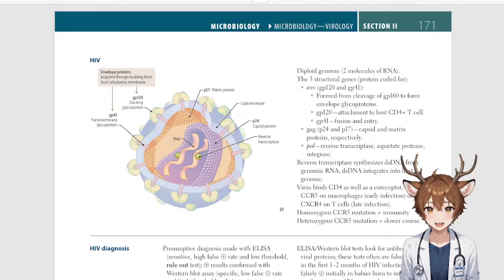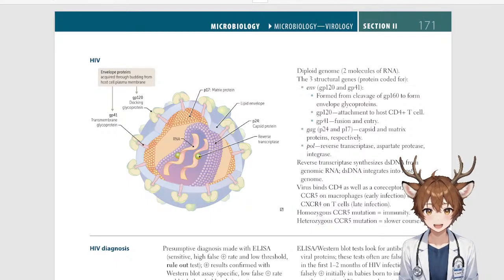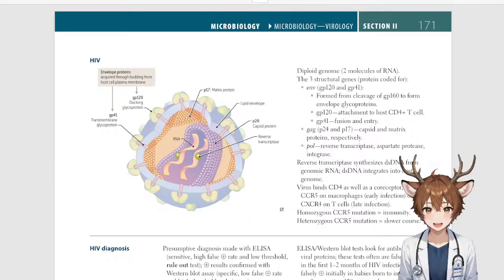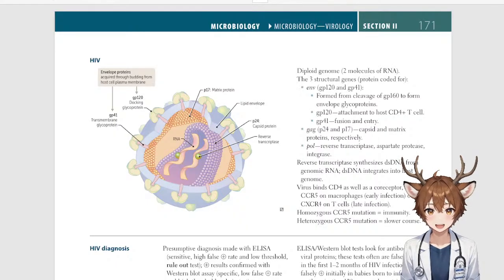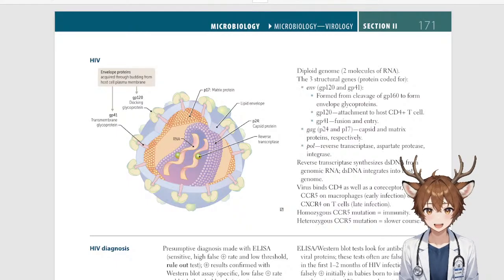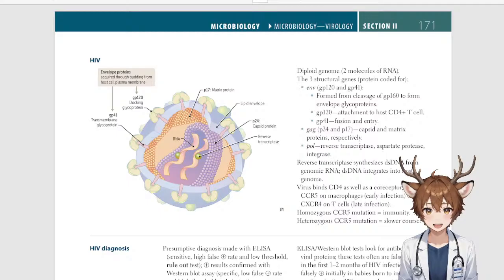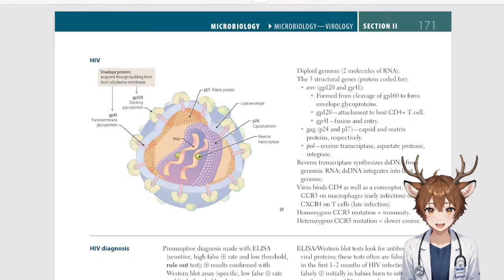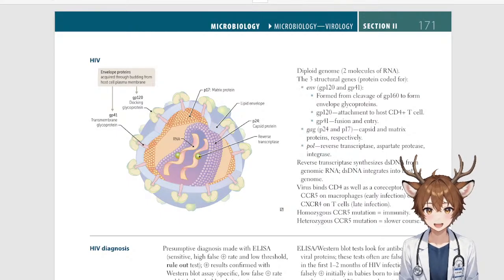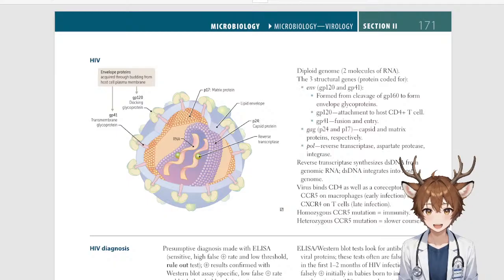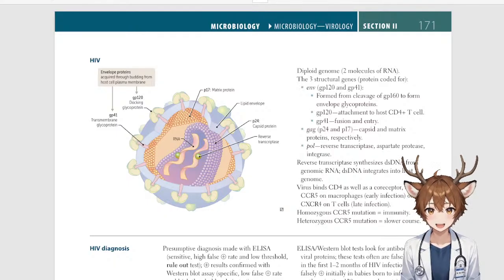HIV is a diploid genome, 2 molecules of RNA. The 3 structural genes protein coded for are ENV, GAG, and POL. ENV: GP120 and GP41 formed from the cleavage of GP160 to form the envelope glycoproteins. GP120 is attachment to the host CD4 positive T cell, GP41 is fusion and entry. GAG: P24 and P17 capsid and matrix proteins respectively. POL: reverse transcriptase, integrase, protease. Whatever floats your boat. Reverse transcriptase synthesizes double-stranded DNA from the genomic RNA.